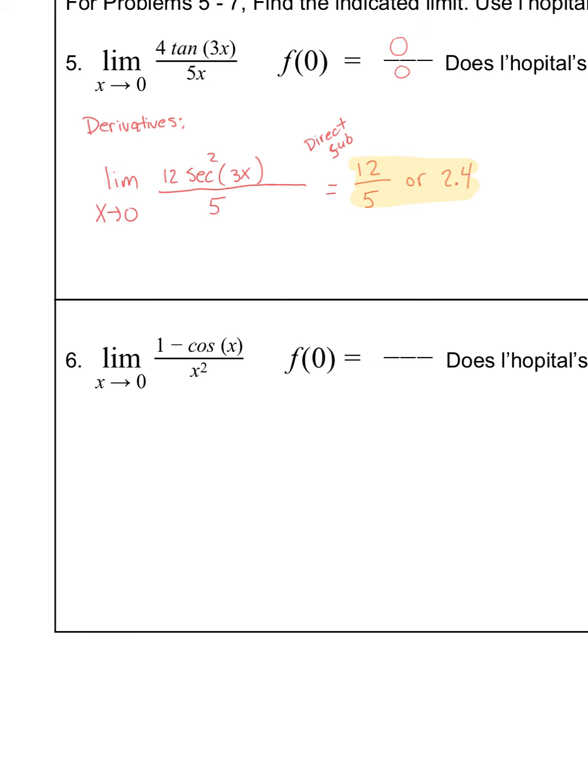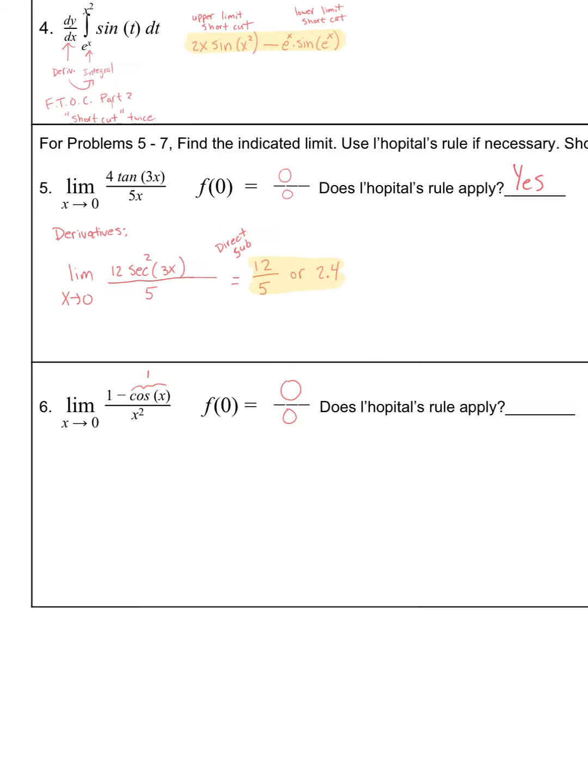Again, do direct substitution. Plug in 0 on top. 1 minus the cosine of 0. Well, we know that the cosine of 0 is the x value, so that's 1. And 1 minus 1 gives us 0 on top. And of course, 0 in the denominator, 0 squared is 0. So 0 over 0 tells us that L'Hopital's rule does apply.